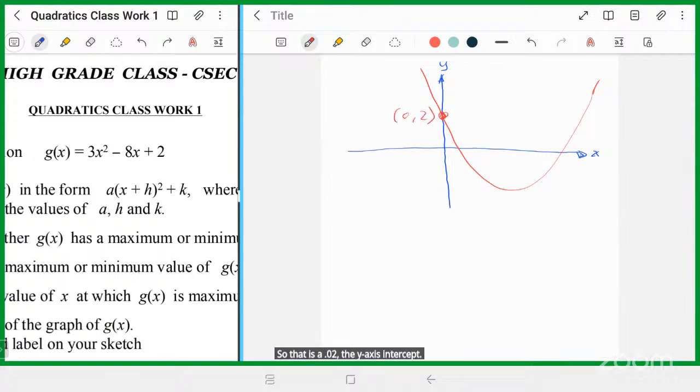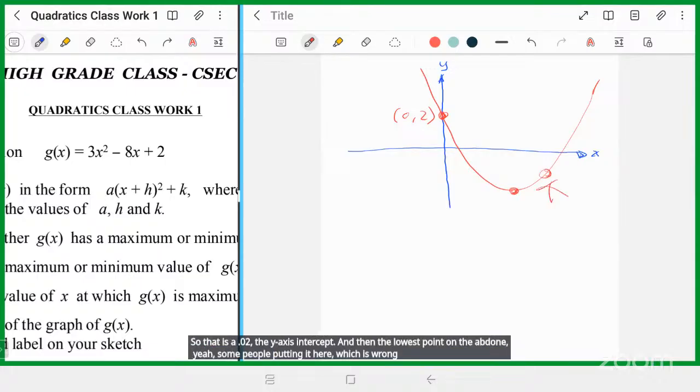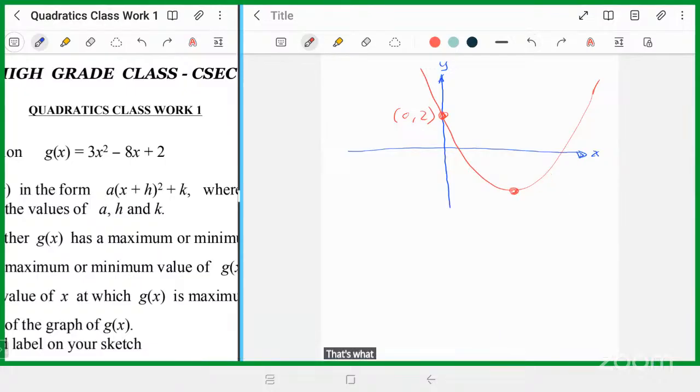And then the lowest point on the graph down here, some people put it here, which is wrong. You have to put it at the absolute lowest point on the graph, right here. That is the 4/3, minus 10/3 turning point on this graph of g of x. This is the graph of g of x. That's what we have so far: the y-axis intercept and the minimum turning point.